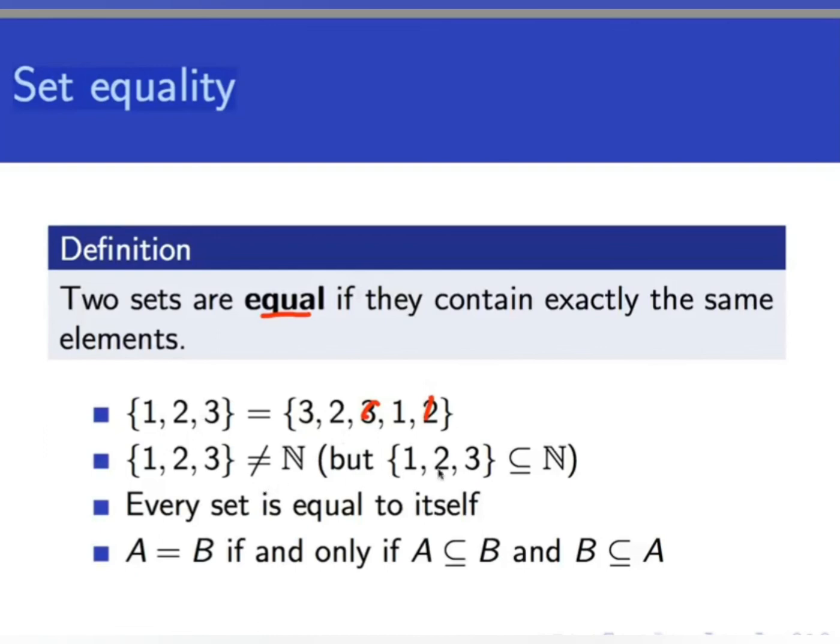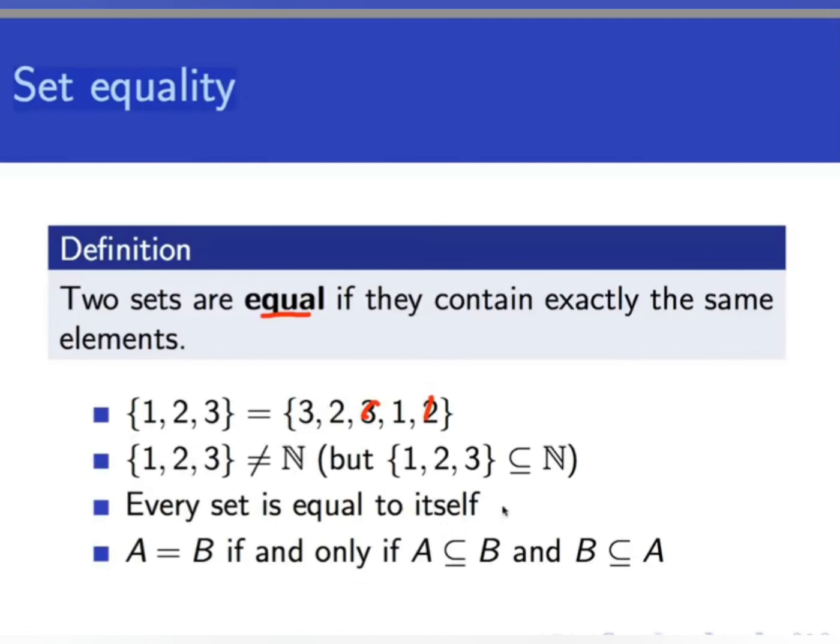We would also say, although 1, 2, and 3, the set containing 1, 2, and 3, is a subset of the entire set of natural numbers. That's certainly true. They're not equal by a long shot. They do not contain exactly the same elements. For example, the number 4 is in the natural numbers, but not in here. So that's something new, something that lives on the right-hand side set, but not in the left-hand side set.